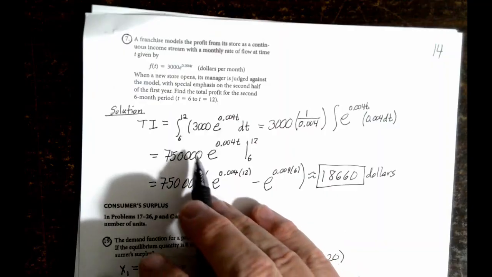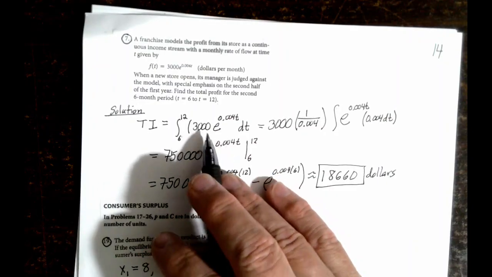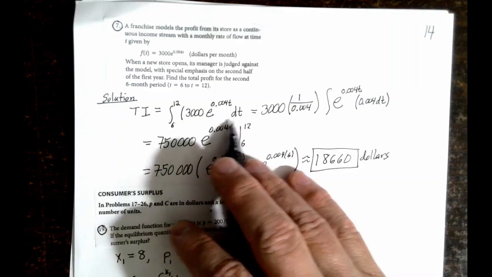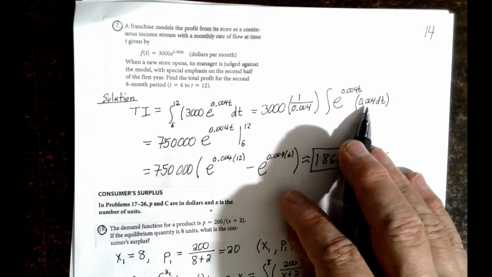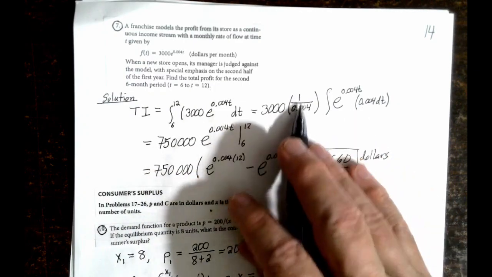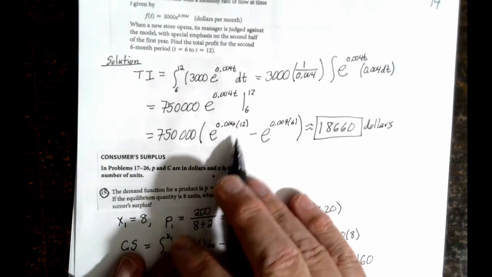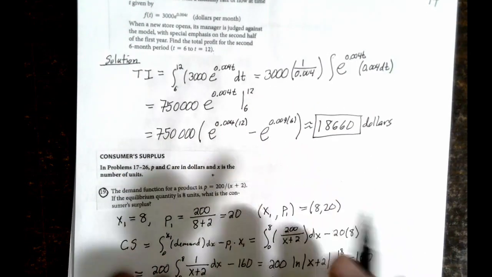Number 7, total income, same idea. You integrate that, and you have to introduce a 0.004, so you divide out 0.004. And then when you integrate, you plug in 12 and 6 and do the subtraction.